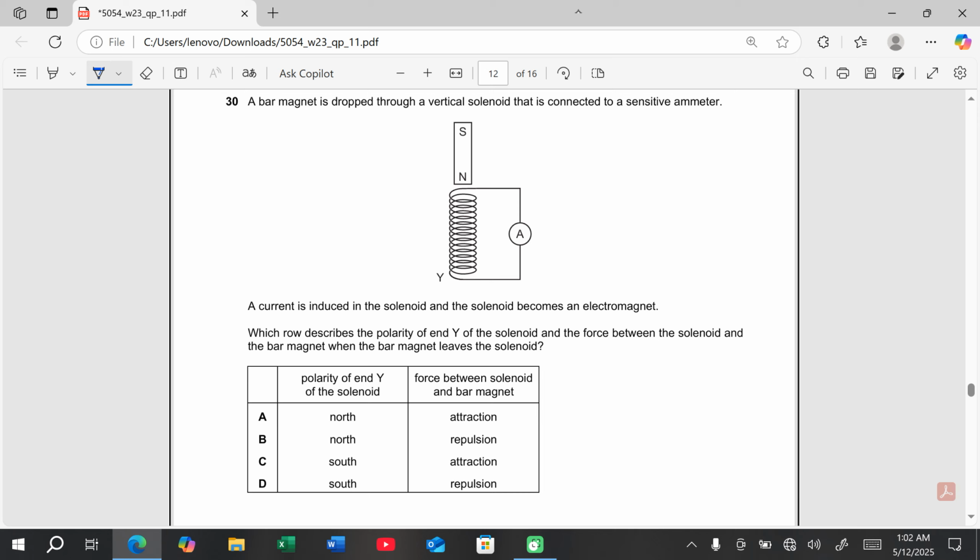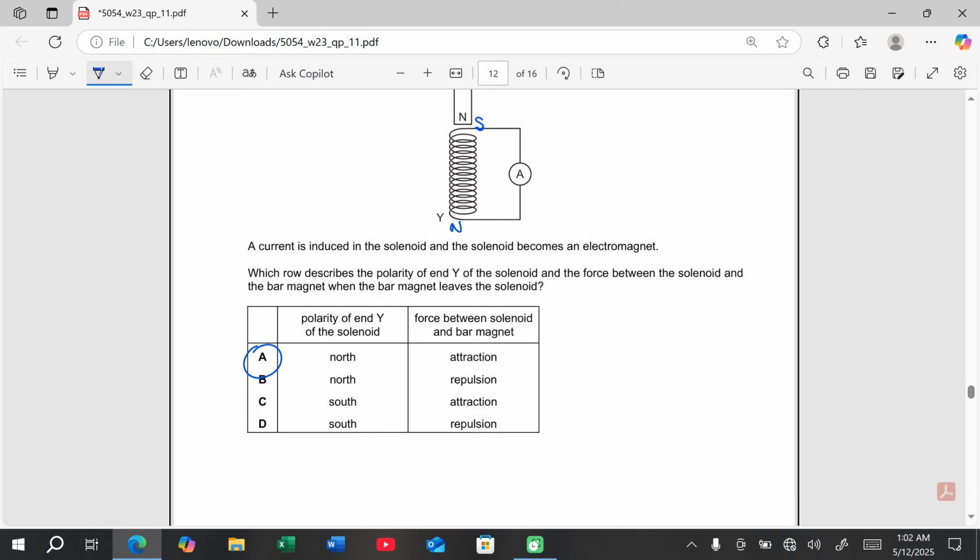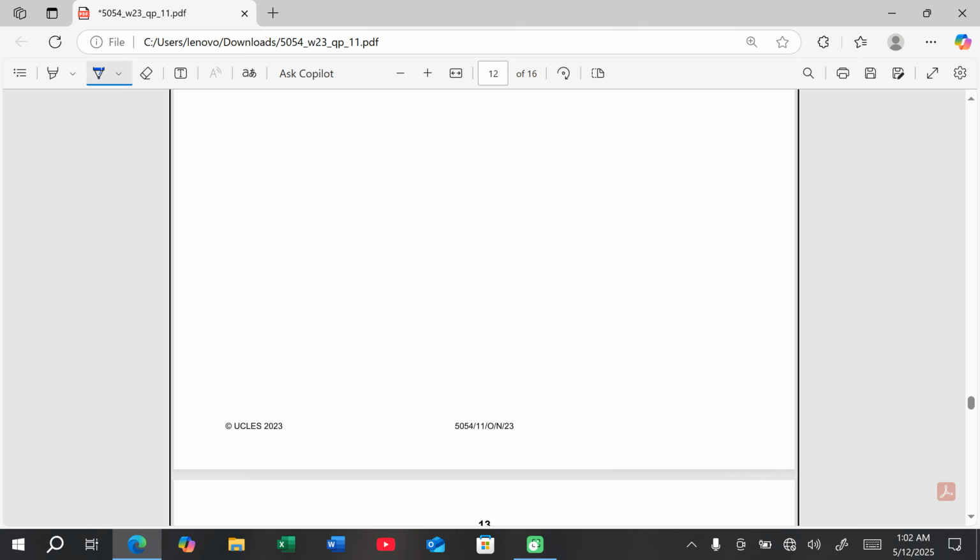So the polarity of the end Y of the solenoid has to be north, because it has to have south to attract this magnet, and the force is attraction, because this is what Lenz's law says, that it will always oppose the motion producing it. If it is coming closer, it's going to repel it. If it is going away, it is going to attract it.